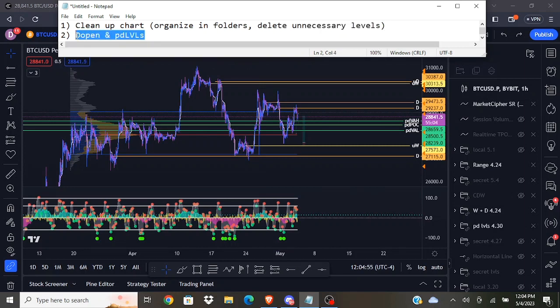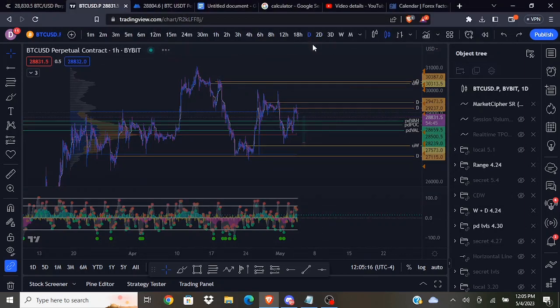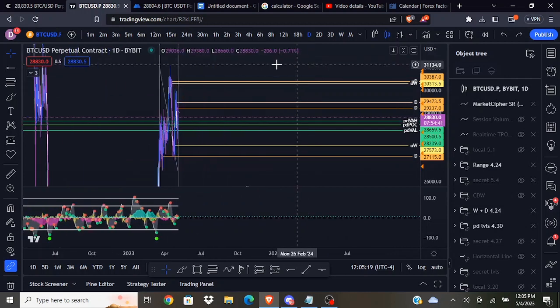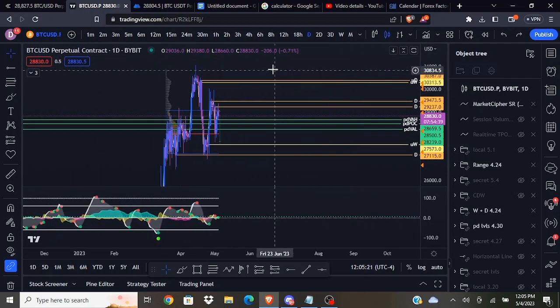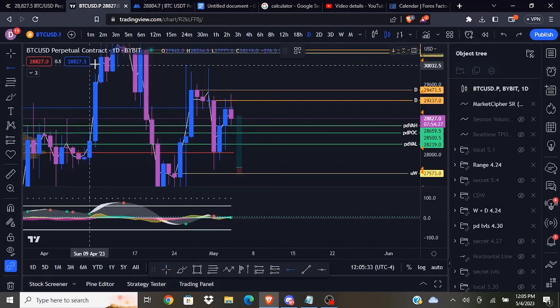And daily open and PD levels, that's also something I typically do at the end of the day because for me, the daily candle closes at 8 p.m. So daily open is very simple to mark out. You just go to the daily time frame, and from here you go to the current daily candle, and you simply put a horizontal line where that candle opened.